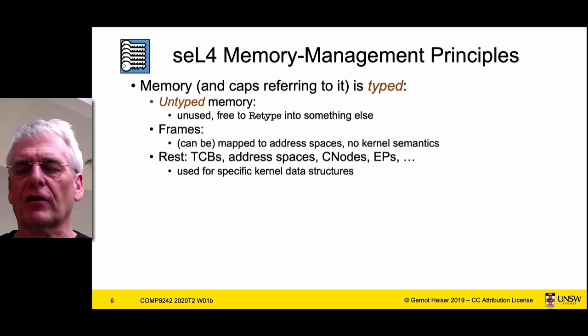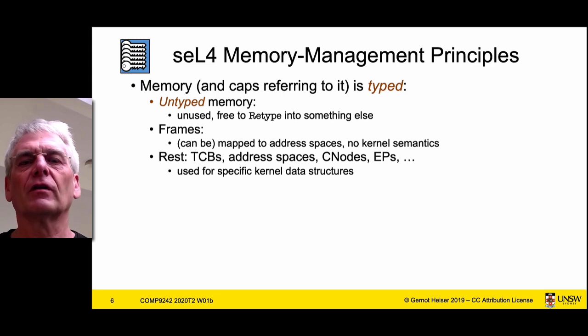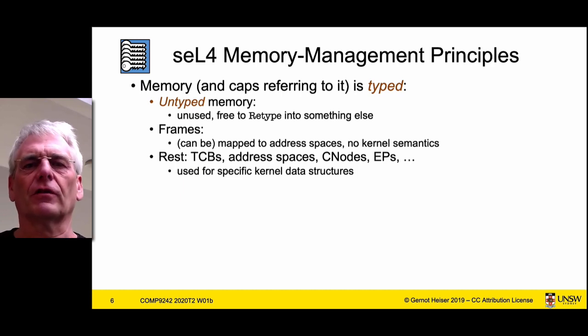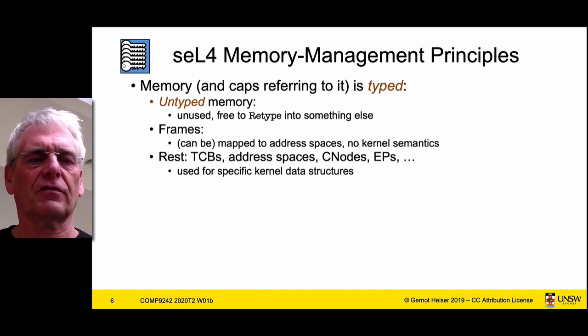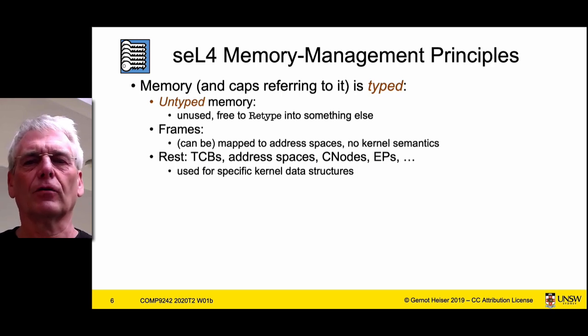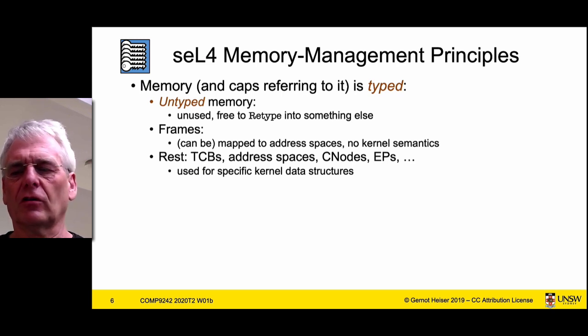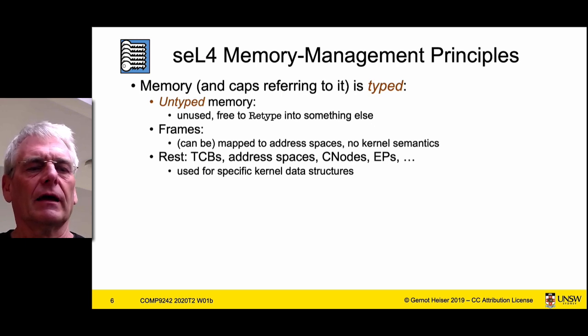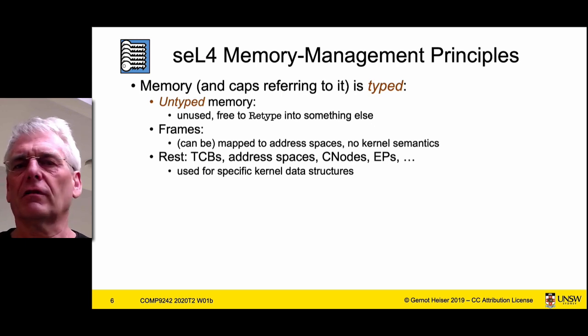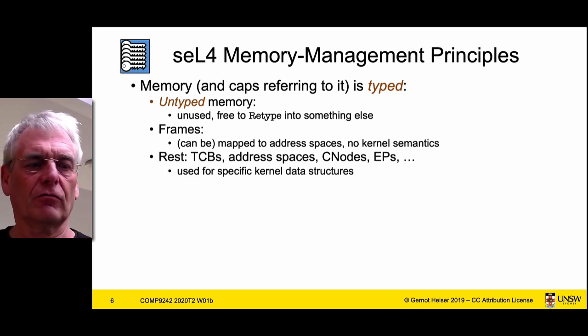One of these types is frames. Frames are a representation of user accessible physical memory. And the main operation you can do on frames is map them into an address space. So this is how you give processes memory to operate, because they need to have mappings in the address space, and you establish those by providing a frame cap and mapping it into an address space. And frames have no kernel defined semantics beyond that. It's just something to map into an address space.